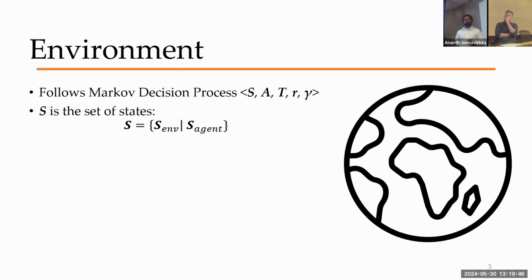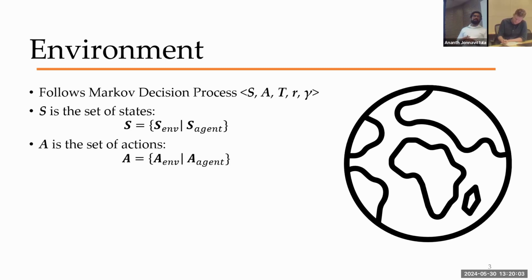For example, if I'm teaching this robot to pick up a cup that's placed on a table, the state would be where the cup is in the environment, where the robot is in the environment, and if there's a human involved, perhaps where the human is in the environment. It could also be things like, is the gripper open or closed, things of that nature.